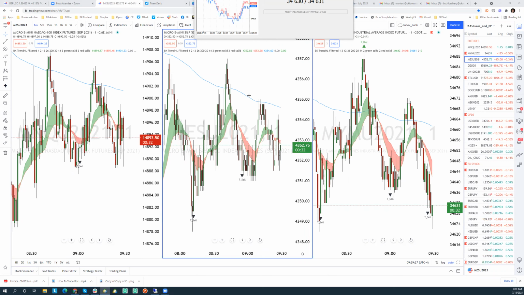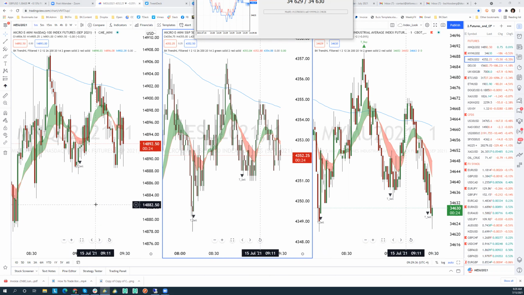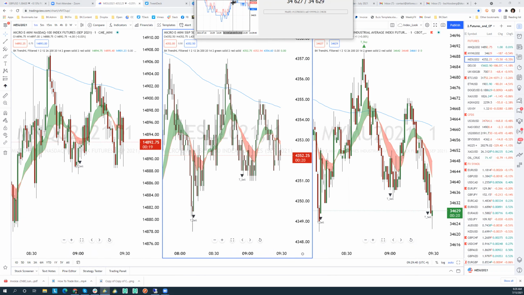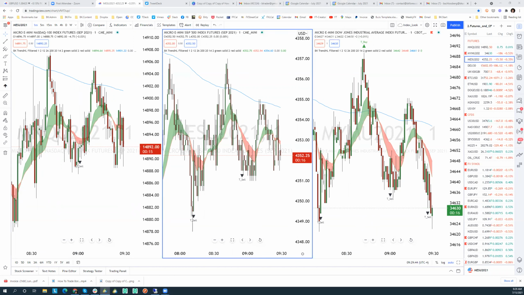Where is this thing? Can I move this off? I can't grab this. Where does this come up? On which screen is that coming up? It's off my screen. Okay, you know what? I'm going to have to kill my MT4 and then restart it.